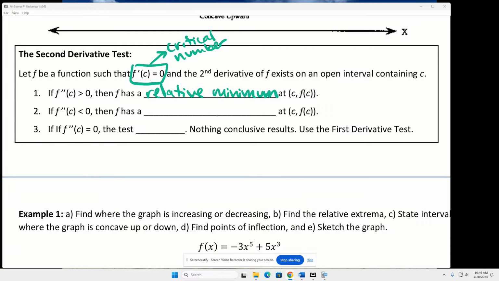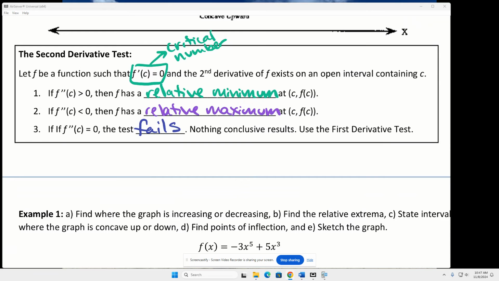All right, same thing. c is a critical number, which means a potential relative max or min. This time, the second derivative at c is negative. So what are you going to have? Relative maximum at that point. All right, and then if it's a critical number, but when you plug it into the second derivative, you get 0, then the test fails. You can't get anything conclusive from the test, and so you would have to use the first derivative test instead.